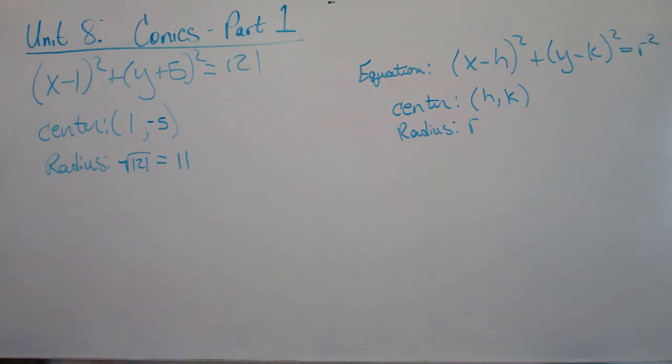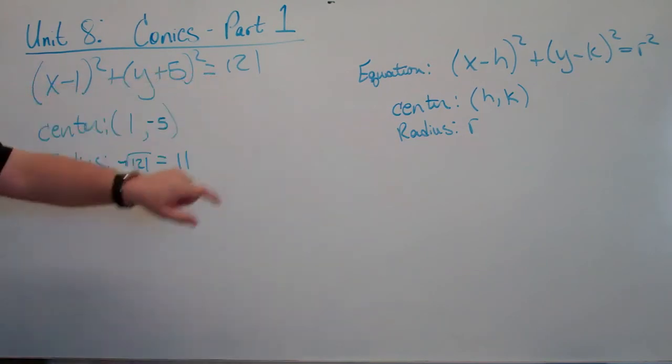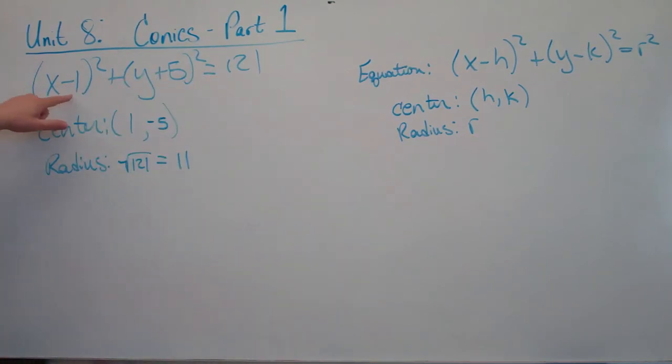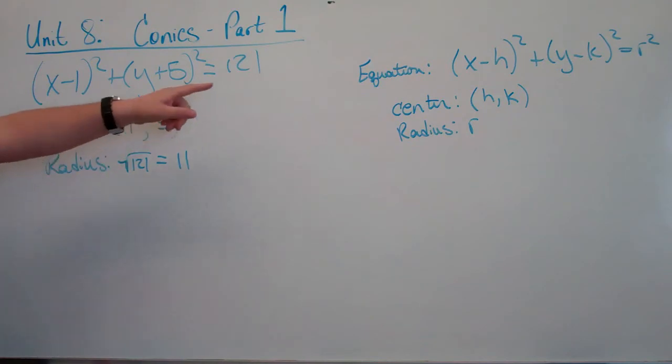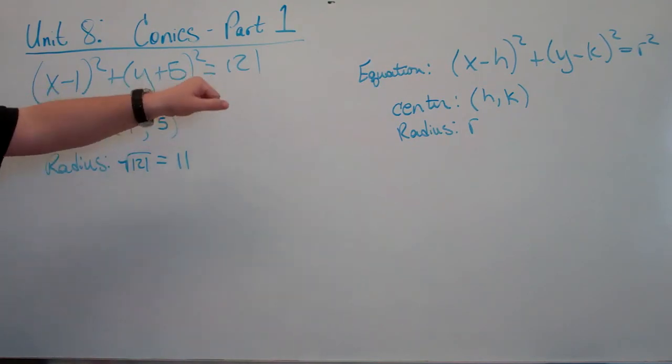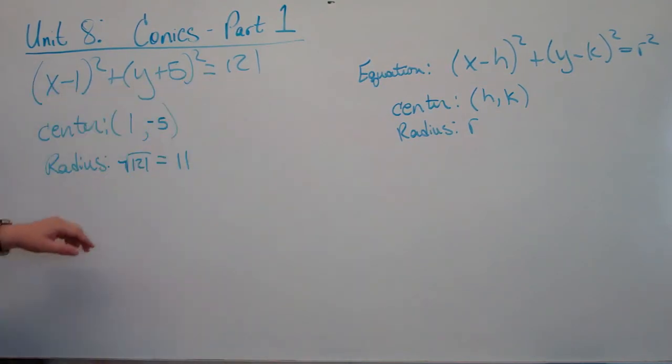So the center of our circle with the equation of (x - 1) quantity squared plus (y + 5) quantity squared equals 121 is at (1, -5) because you take the opposite signs. All right, so (1, -5), and our radius is simply the square root of 121 because 121 is r squared. So the square root of 121 is 11, so that is our radius.